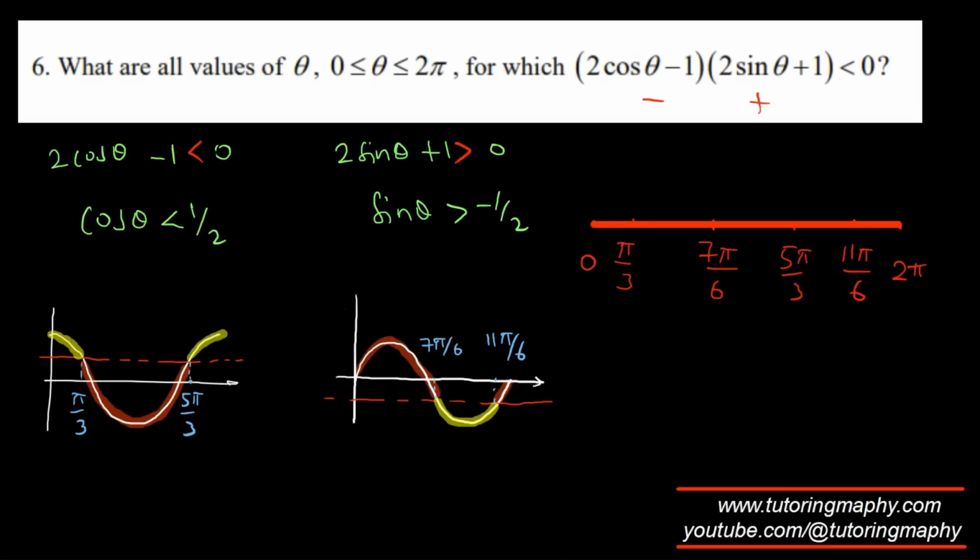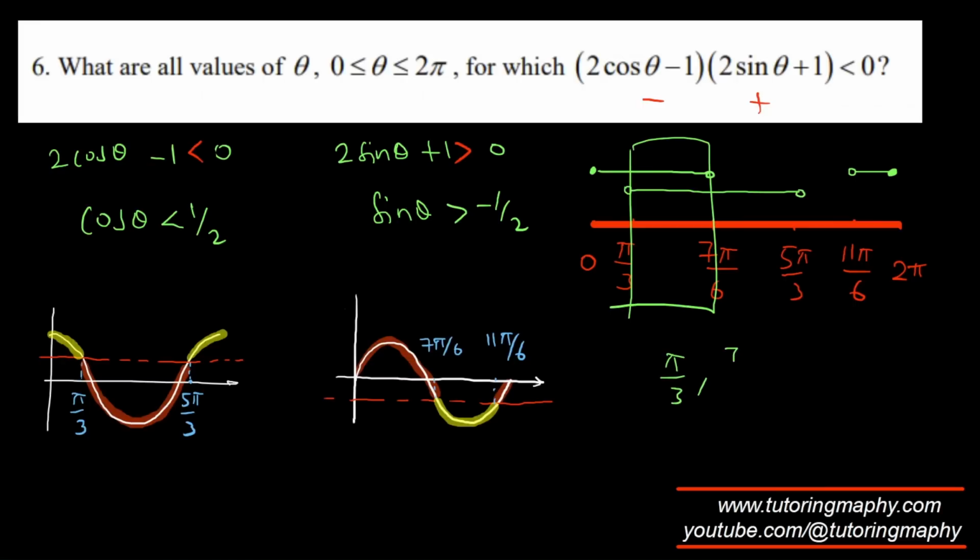Let's keep the cosine happy first. Cosine is happy with the red one, so pi over 3 to 5 pi over 3. And sine is happy from 0, 0 is included, yes, to 7 pi over 6, which is not included. And then 11 pi over 6, which is not included, and 2 pi, which is included. So obviously this is the overlapping region, which is from pi over 3 to 7 pi over 6.